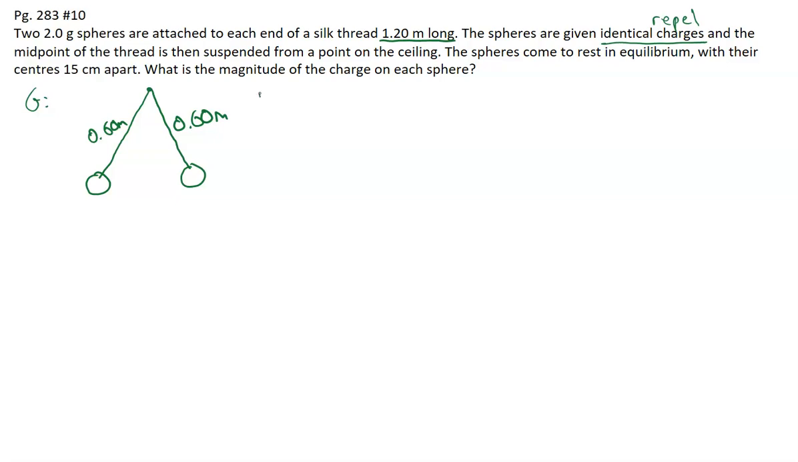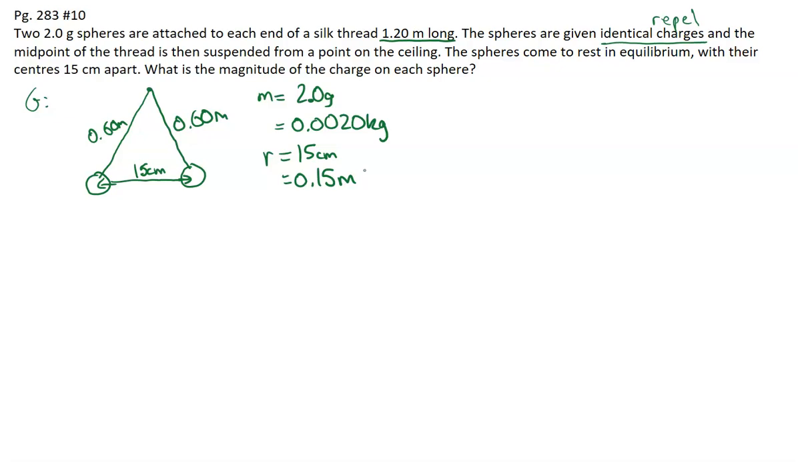And so we know the mass on each of those is 2 grams, and it's important we have those in SI units, so that's 0.0020 kilograms. We also know that they're 15 centimeters apart. So the distance between the centers of these two objects is 15 centimeters. That means the R value, again, we need to put in SI units, so that's going to be 0.15 meters. So that's all the information we're given.